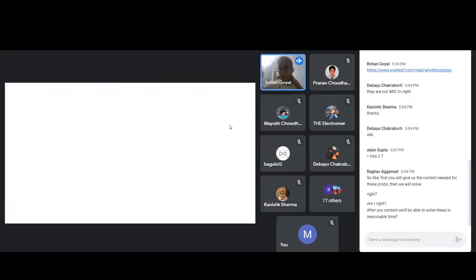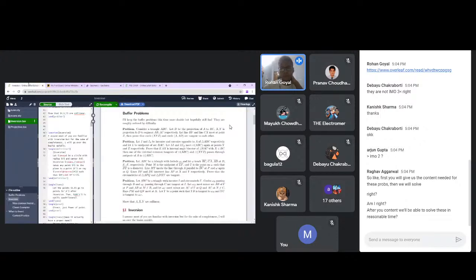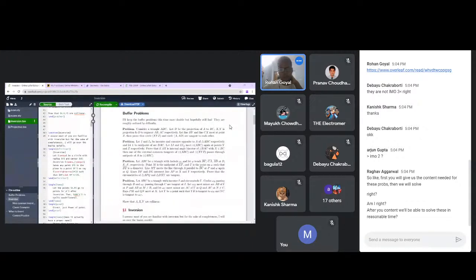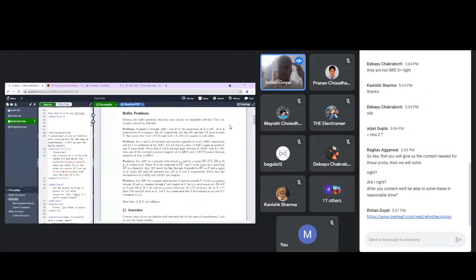For those who are just joining, okay, my bad. These are the buffer problems. The link to the read link is in the chat. If you know the content, do the buffer problems.